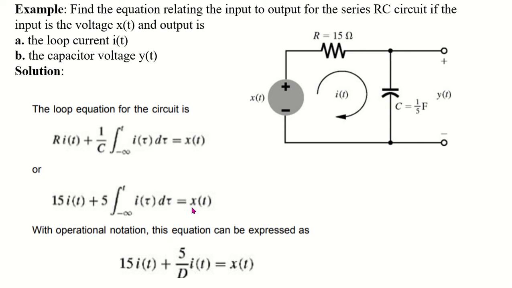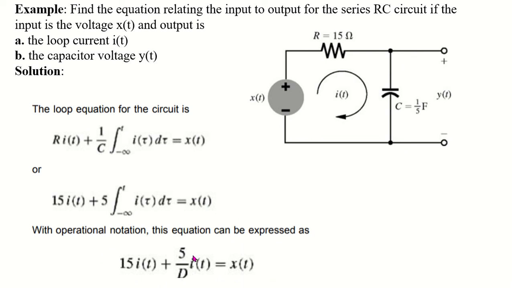Now if we try to replace the integration and differential terms by their operational notation D, where D represents differentiation, it's simply the operational notation, the equation can be expressed as 15i plus 5 (1/D) i(t) equal to x(t), which is written here.